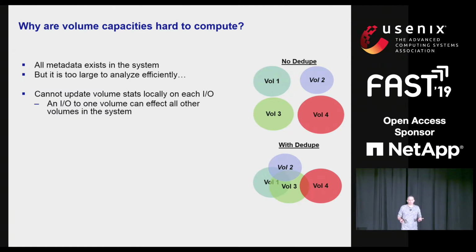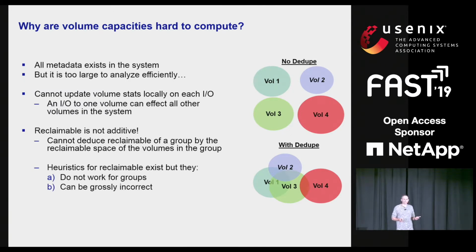Another problem, let's talk about the reclaimable capacity. It's not additive. So you cannot compute the reclaimable for volume A and volume B, and now from this deduce what is the reclaimable of the group containing both of them. So if I remove 2 volumes together, I need a whole new computation in order to get this.